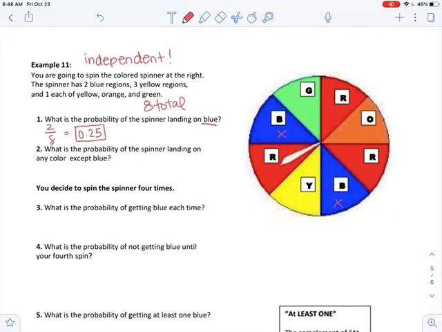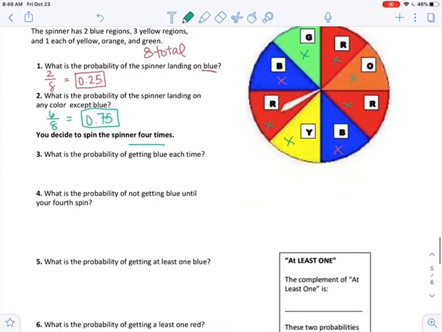Now, what is the probability of the spinner landing on any color except blue? Let's look at the colors that aren't blue. We have a total of 6. So it's going to be 6 out of 8, and that simplifies to 0.75. Next, we're going to spin the spinner 4 times. So these are 4 different events that are happening. What is the probability of getting blue each time? We know the probability of getting blue 1 time is 2 out of 8, so we're going to multiply it 4 times. When we do this, we get 0.004.